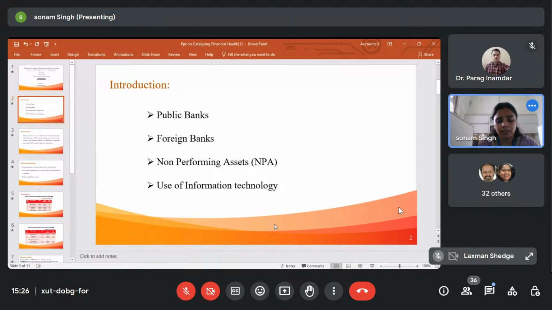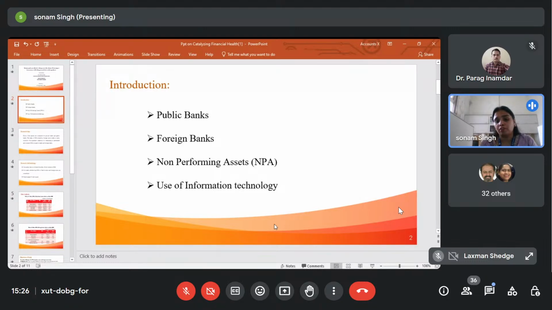Non-performing asset is the key point of this research paper. Now, non-performing asset means what? It means that when the bank gives loans and advances to its customers and they are not able to pay that loan and advance within 90 days, it becomes a non-performing asset.